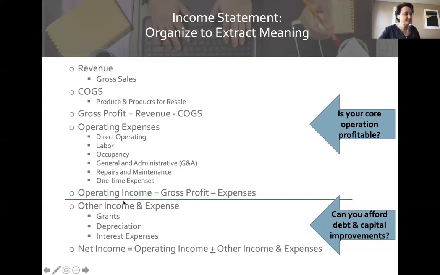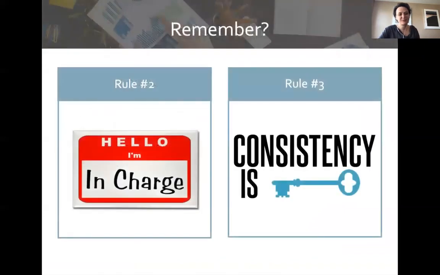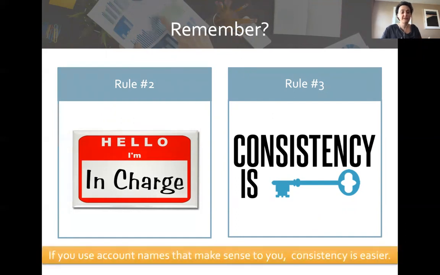And I'm guessing you want to be consistent from year to year? Yes, you do want to be consistent. And that goes back to rule number 2 and rule number 3 in terms of you're in charge. You make the decision of where it makes sense for you in terms of your understanding of the business. And also, making sure that you're being consistent. And if you have set up your system that makes sense for you, it's going to be a lot easier to be consistent in how you set things up. Thank you. Certainly.